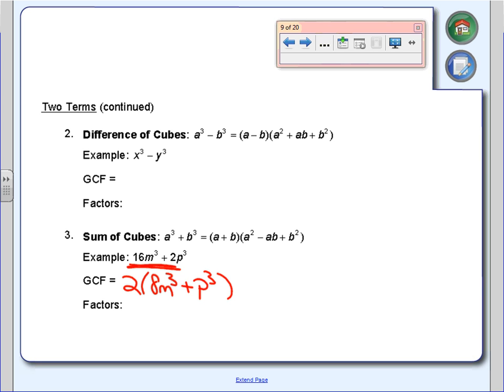We can double check our work using the distributive property. That 2 times the 8m to the third gives us 16m to the third. That 2 times the p to the third will give us that 2p to the third power. That is GCF. That is our first step.